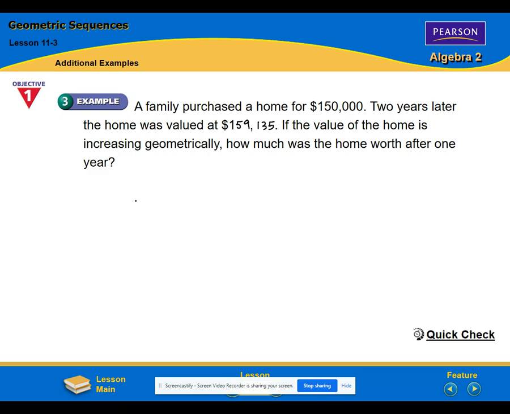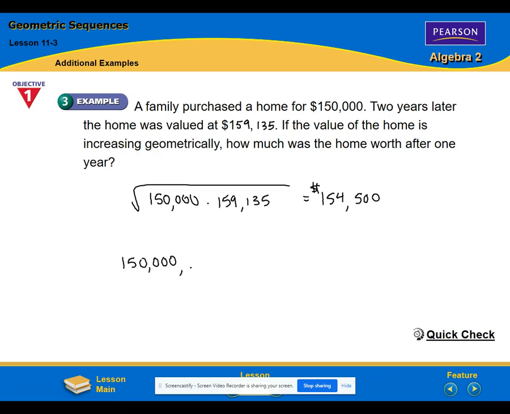So anyway, what you would do is you'd take the square root of 150,000 times 159,135. And I had the answer here on my calculator, but I might have to recalculate that. Nope, there it is. 154,500. That's what it was worth after 1 year. Okay, so again, understand the question. You bought the house for this. We didn't know this value. The next year it was 159,135. You use the geometric mean to find this value right here.